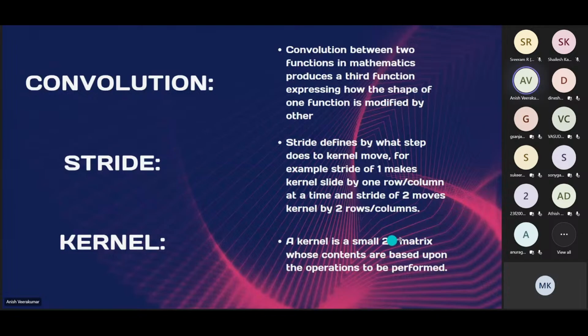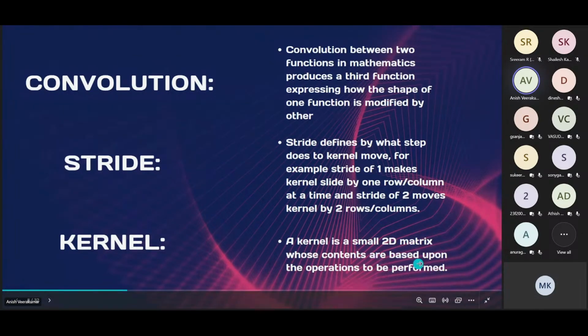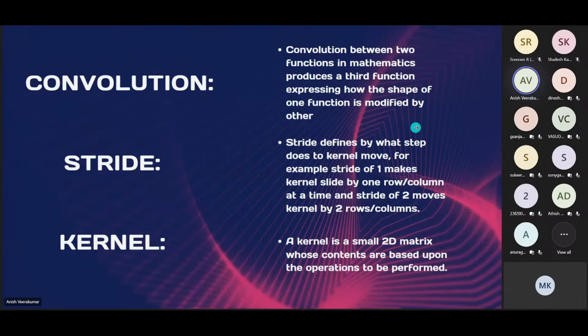Kernel. A kernel is a small 2D matrix whose contents are based upon the operations to be performed. In the case of a CNN, the values in the kernel, let's say it's a 3x3 matrix, the 9 elements which are going to be there will be learned, basically. That's it. It corresponds to a weight in a regular neural network.